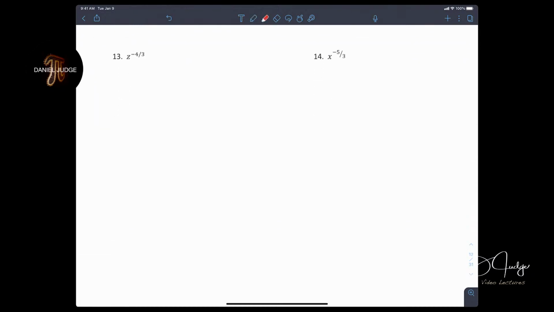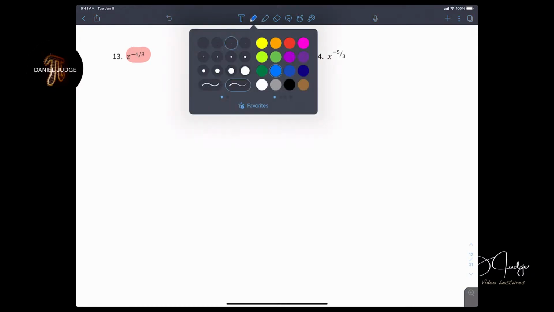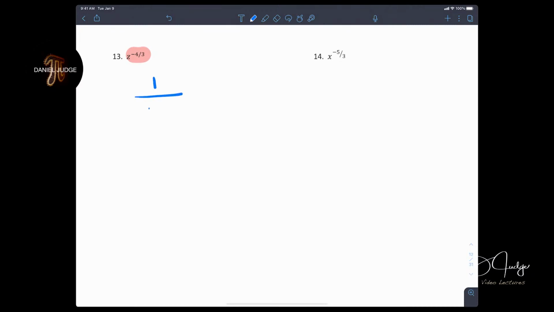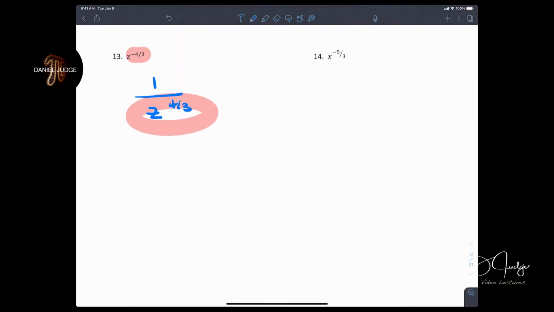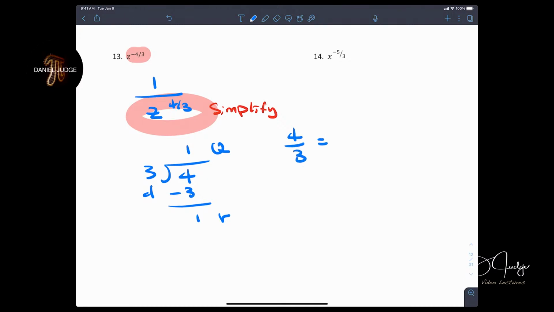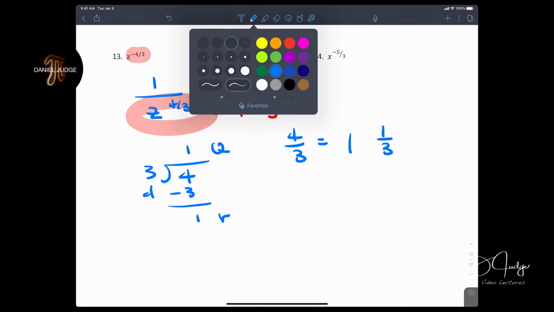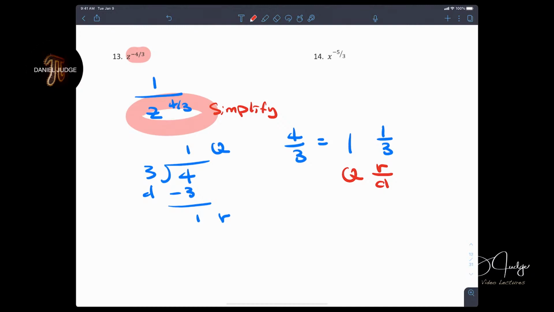Okay, another negative power as z to the negative 4/3. So 1 over z to the positive 4/3. We still have to simplify down here. So we're going to take the 3 and it's going to go into 4. Goes in once. 1 times 3 is 3. Subtract, you have 1. Quotient, remainder, divisor. 4/3 is 1 and 1/3. Quotient, remainder, divisor. And that's 1 plus 1/3.